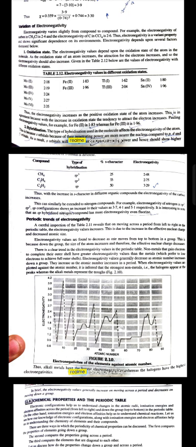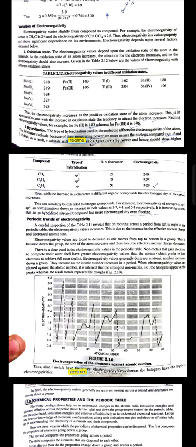There is a clear trend in the electronegativity values in the periodic table. Non-metals that gain electrons to complete their octet outer shell have greater electronegativity values than the metals, which prefer to lose electrons to achieve full outer shells. Electronegativity values generally decrease as the atomic number increases down a group. They increase as the atomic number increases in a period.